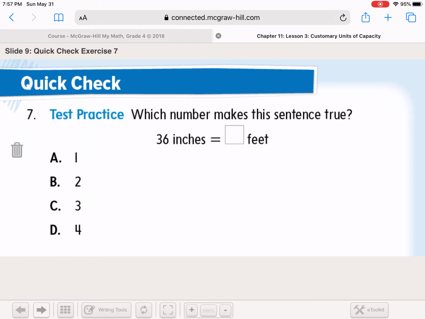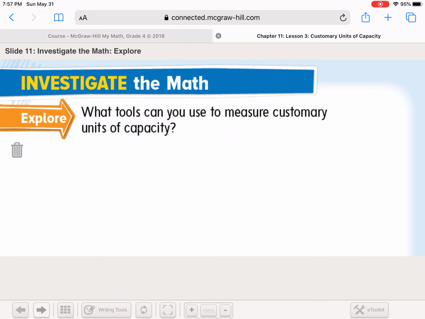Okay, so I know some of you are having trouble with the conversions, and that's typical because that does take practice. But today we're not going to really be converting. We're just going to be talking about what capacity means. How would you measure something? What tools can you use to measure customary units of capacity?